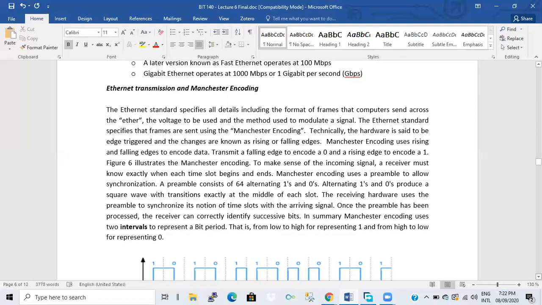So the Ethernet standard specifies all details, including the format of frames that computers send across the ether. The ether, we are just referring to that cable that is used in this network. The voltage to be used and the method to be used to modulate the signal are all part of this standard. So the Ethernet standard specifies the frames are sent using an encoding scheme called Manchester encoding. Technically, the hardware is said to be edge triggered, and the changes are known as rising or falling edges. Manchester encoding uses rising and falling edges to encode data. What do we mean? Let me just scroll.